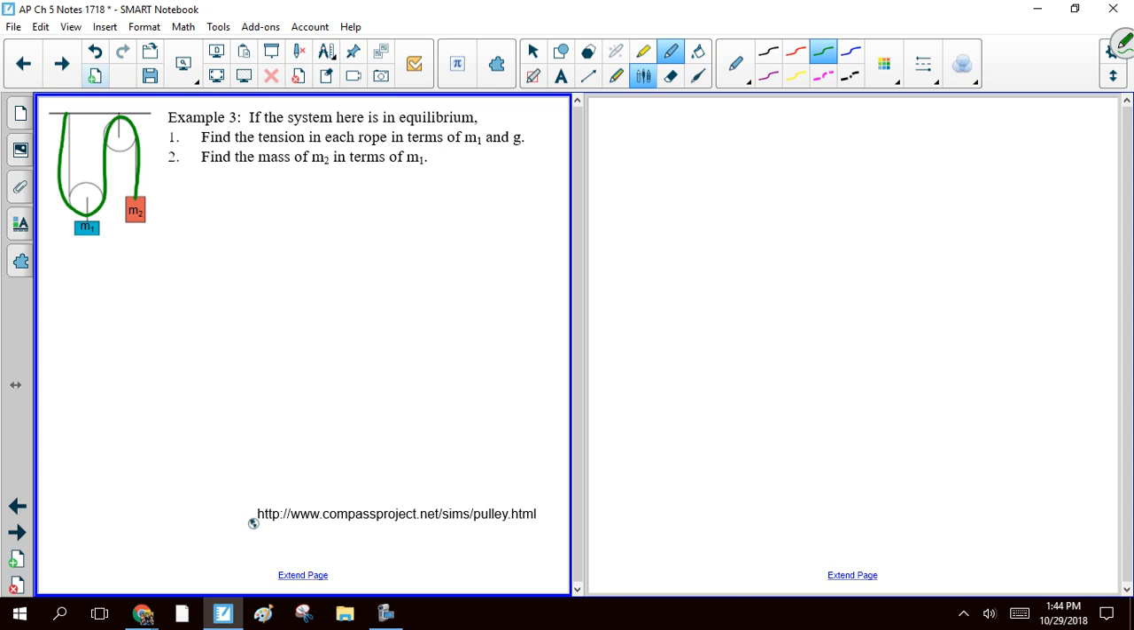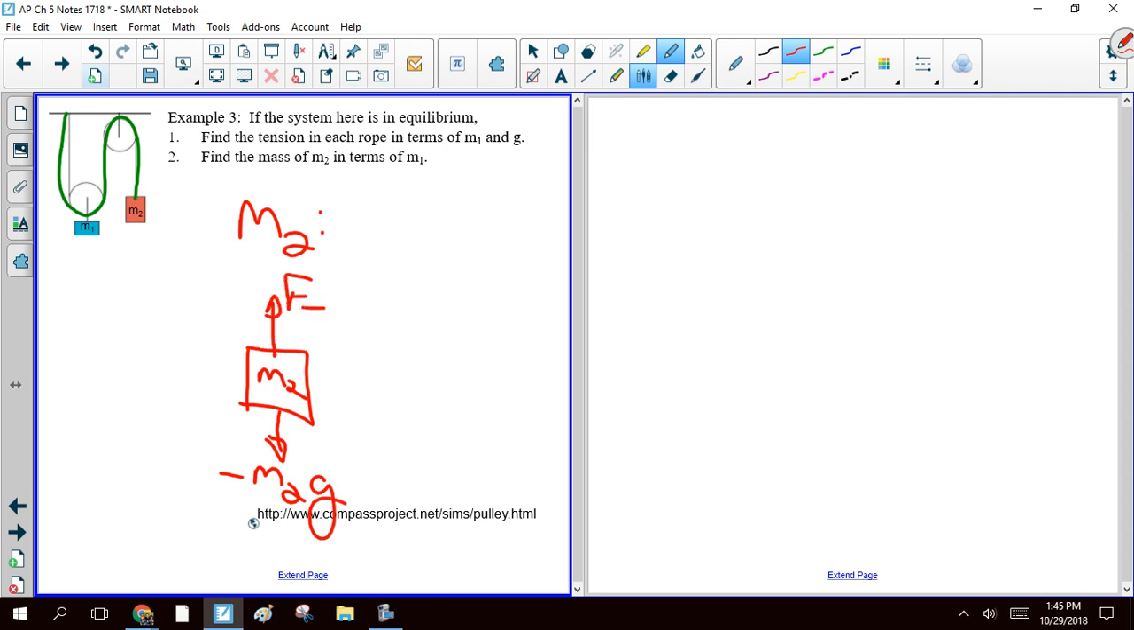Well, M2 is pretty simple. If this thing is in equilibrium, then the net force everywhere on each individual thing needs to be 0. So if we look at M2, here's what we know. It's got a mass of M2, which means that there's a force of gravity down here of negative M2G, and there's a tension force. That must be equal to positive M2G, right? Because otherwise, it wouldn't be in equilibrium.